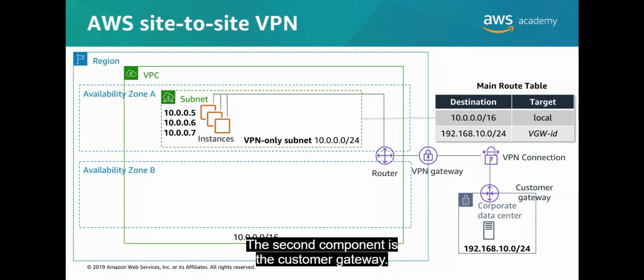The second component is the customer gateway. This is a physical device or software application on the data center side of the VPN connection. It must have a routable public static IP address. The properties of the customer gateway are captured in a customer gateway resource that you create in AWS. These properties include the gateway's public static IP address and the type of routing it supports, which is static or dynamic.